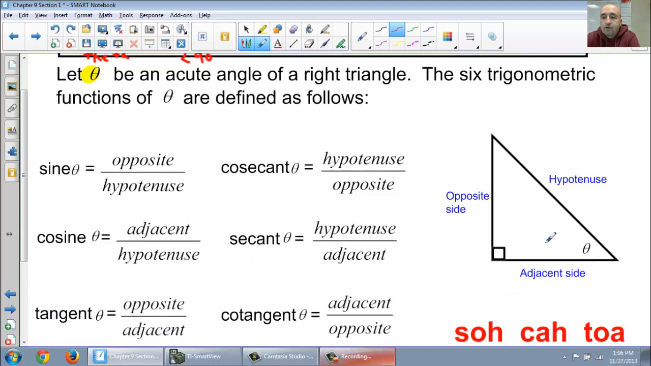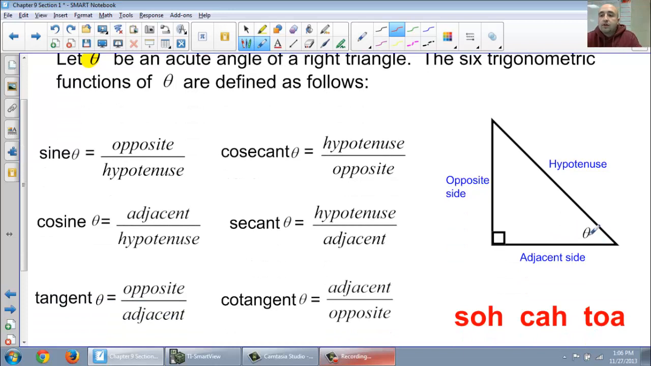So let's go over this triangle first. If we have a right triangle, the angle in the corner is always going to be 90. That means the other 2 have to add to 90 to make the whole 180. So right triangles have 2 acute angles. The theta always has to be one of the 2 acute angles. We can never be talking about the 90 and talking about theta.